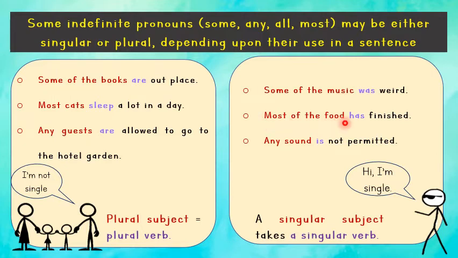Okay, second example. Most of the food has finished. Kebanyakan makanan dah habis. Okay, this one. Most cats sleep a lot in a day. Kebanyakan kucing, more than one, kucing. Sleep. This one, any sound is not permitted. Kita tak boleh kira sound. Kita tak boleh kira satu suara, dua suara, one sound, two sound, no. So we use is. This one, any guest, we have as plural. So kita guna plural verb.